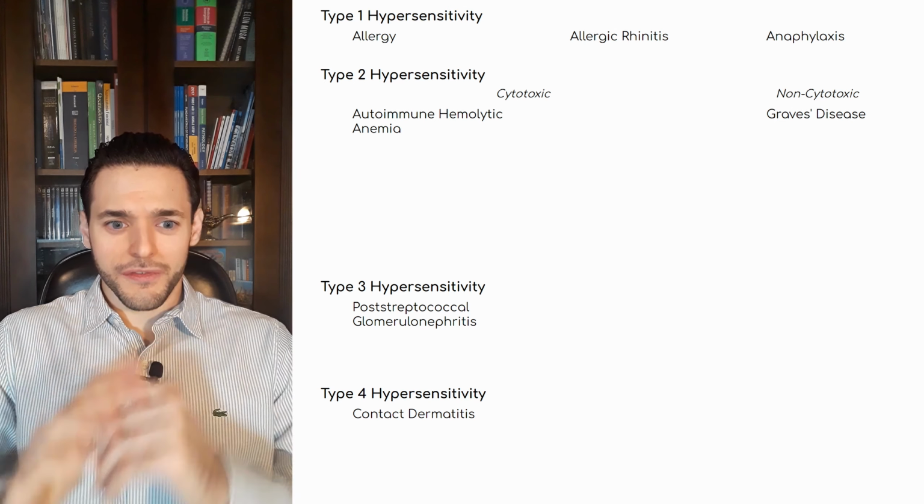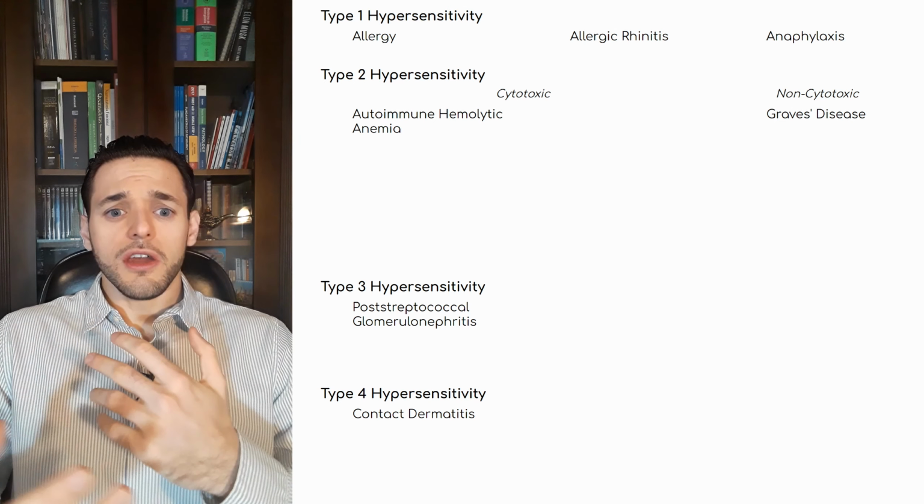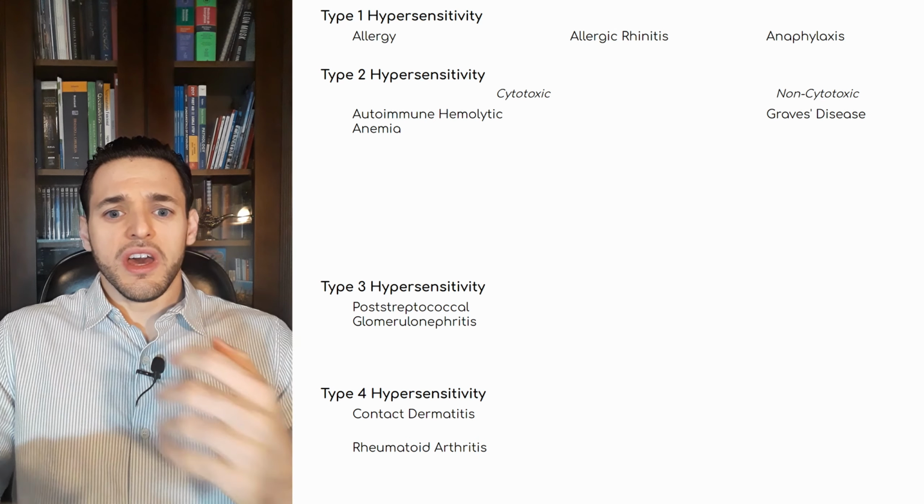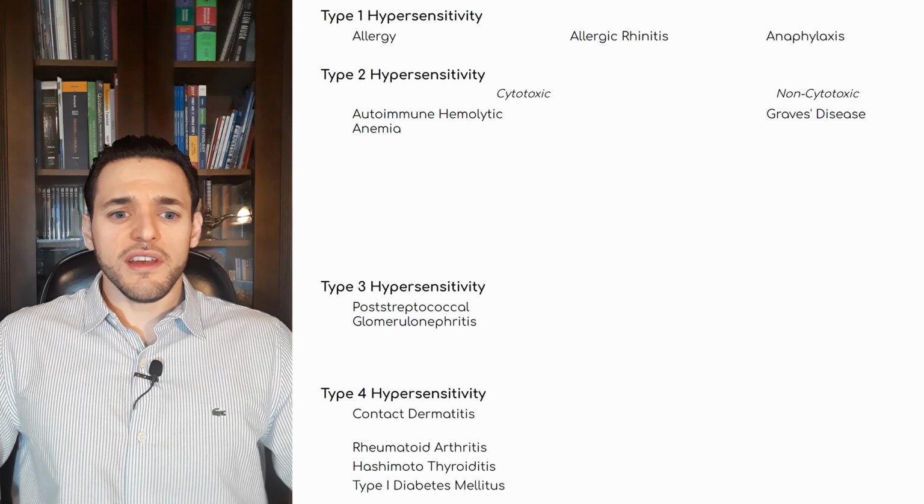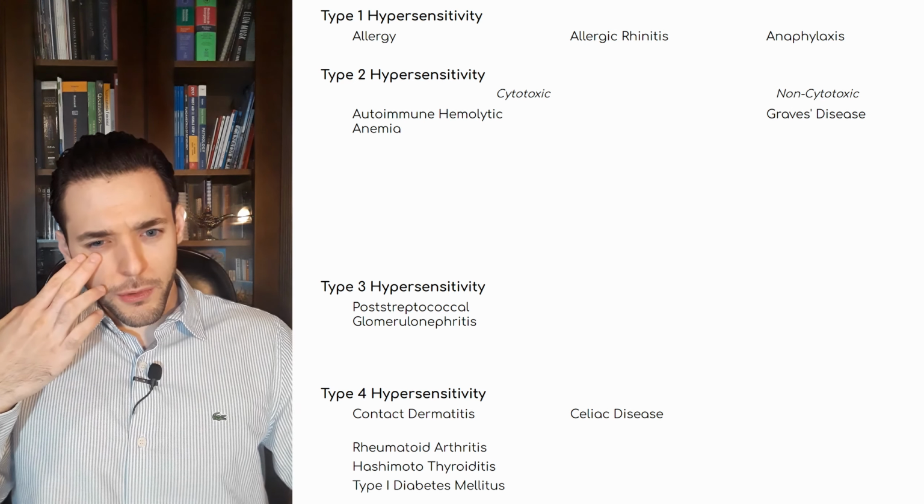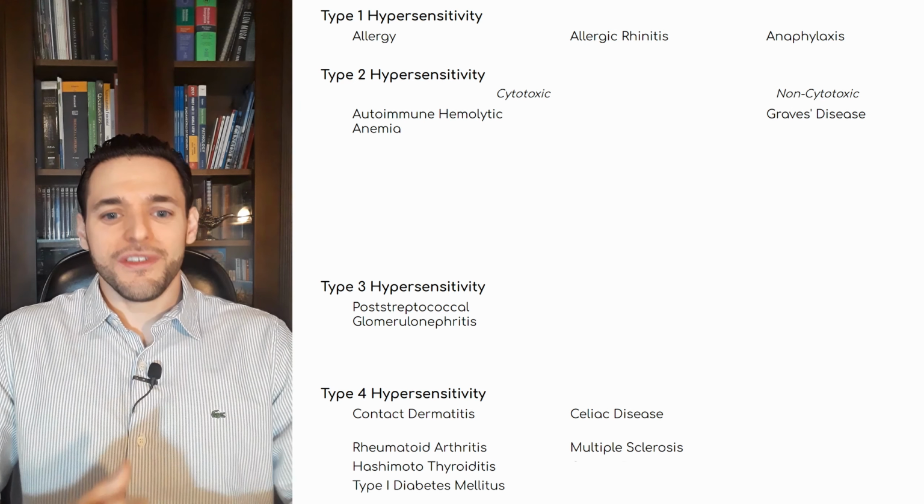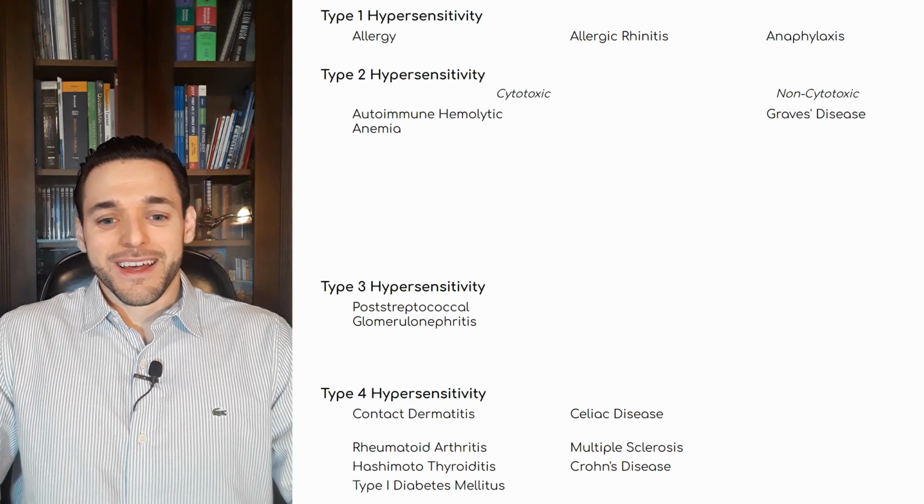Other examples of type 4 hypersensitivity include rheumatoid arthritis, Hashimoto thyroiditis, type 1 diabetes, celiac disease, multiple sclerosis, and Crohn's disease. I hate to say it, but if you don't know the hypersensitivity type and you can't remember the disease's mechanism, type 4 is probably the guess most likely to be right.